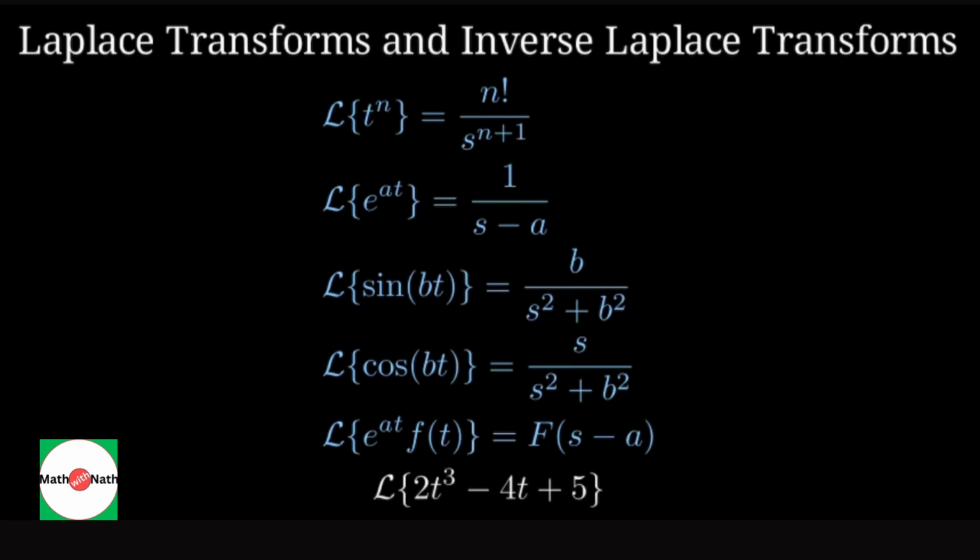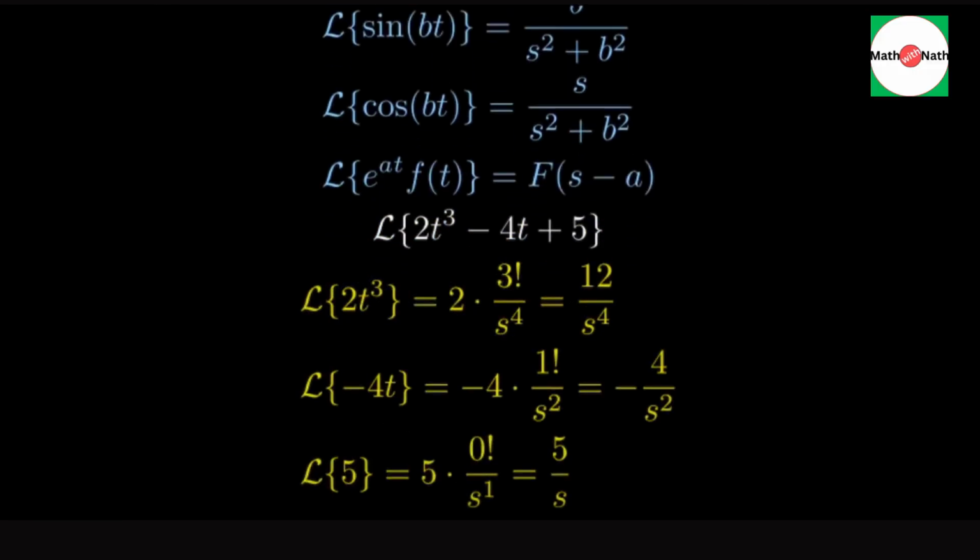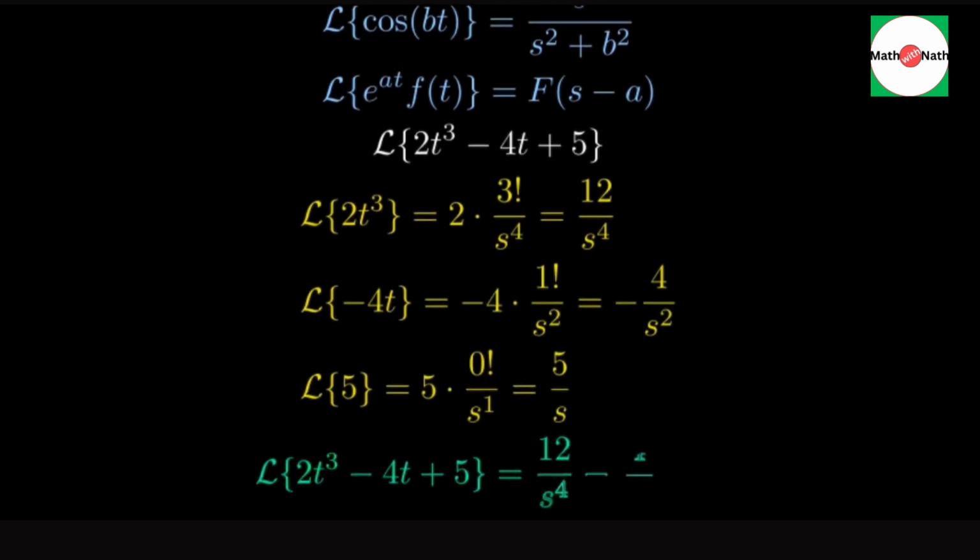We will use linearity. The Laplace transform of a sum is the sum of transforms. For 2t cubed, use the power rule. For negative 4t, use the power rule with n equals 1. For 5, treat it as 5 times t to the 0. So the final Laplace transform is 12 over s to the fourth minus 4 over s squared plus 5 over s.